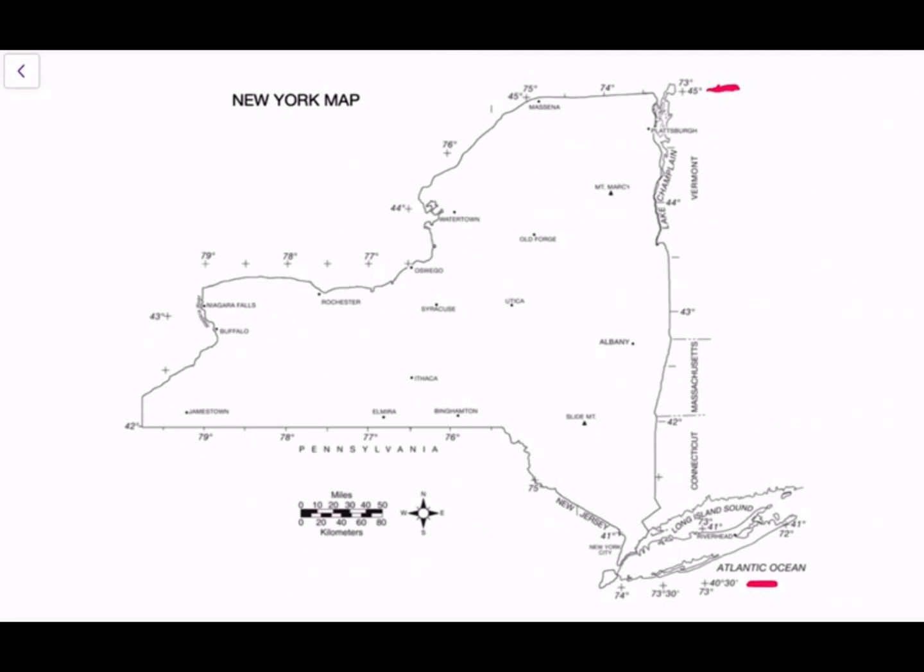So if I am looking here at the 42 degree line of latitude, which cuts across the state like this, and we will then look at the 43 degree line of latitude that cuts across up here. Notice that in between 42 and 43 degrees latitude, there's a lot of land there, right?